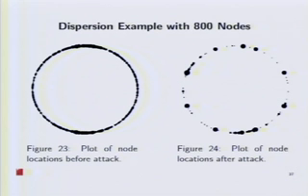So here's an example of how our malicious nodes attack the network. Basically, the picture on the left you can see is an initial distribution of node locations for our 800 nodes. You can see it's pretty well distributed around the circle. In the picture on the right, you can see that there's large clusters around our malicious locations, and there's large gaps where we've basically taken away all the good locations around there.